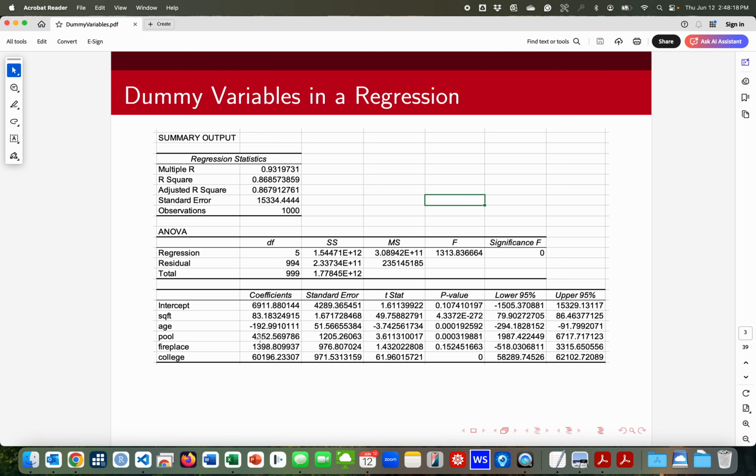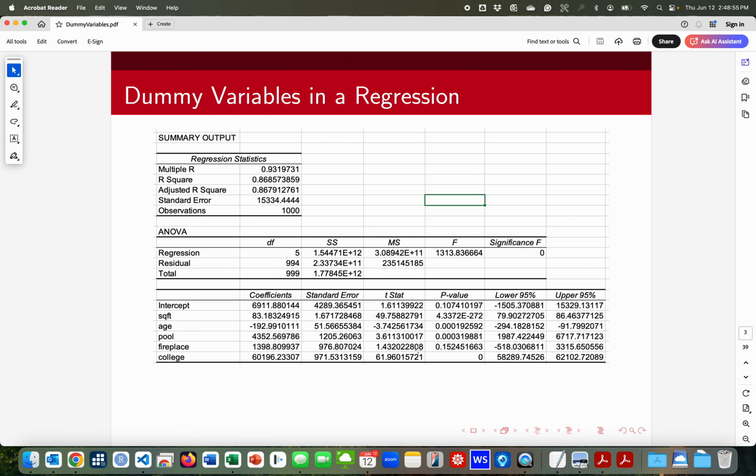For these variables that are dummies, it's not the change in sales price if we increase pool by 1 unit, it's the difference in average sales prices for homes with a pool compared to homes without a pool. So if we hold the other variables constant and we have pool versus no pool, the home with a pool would sell for $4,352 more than the home without a pool. And the same thing is true for fireplace and college. It's the average sales price when that variable is 1 minus the average sales price when that variable is 0, assuming the other variables are held constant.